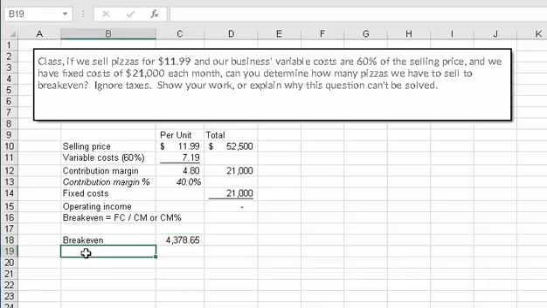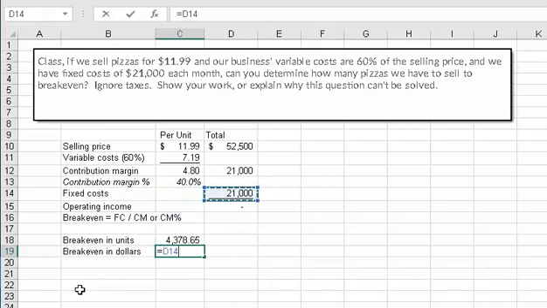Now, if instead you wanted to calculate this with break even in dollars, this one was break even in units, right? You would just take the fixed cost again, which we were given as 21,000, and you divide it by the contribution margin percentage, which is 40%. When I do that, you get sales of 52.5, and since that number there matches that number there, we knew we did this one correctly.